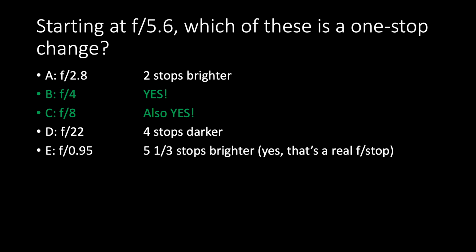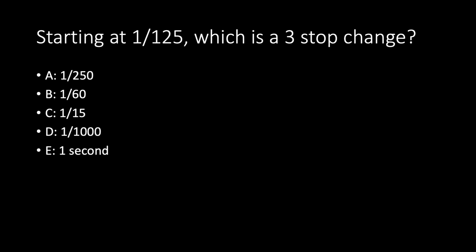So if we just take them in order, f2.8 is 2 stops brighter. F4 is one stop brighter. F8 would be 1 stop darker. F22 is 4 stops darker, and f0.95 is 5 1/3 stops brighter. And yes, that is a real f-stop. If you want to buy a 50mm f0.95 lens, B&H will sell you one for about $8,000 or $10,000.